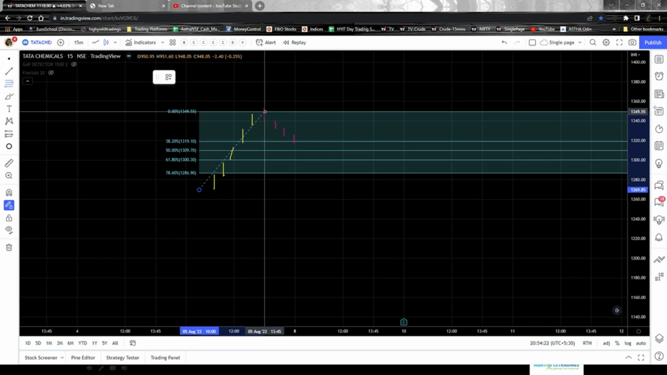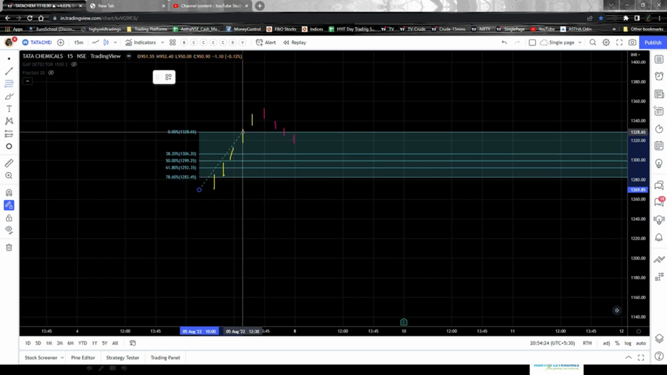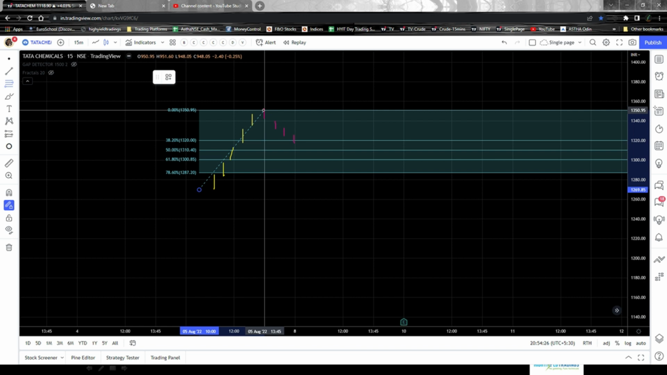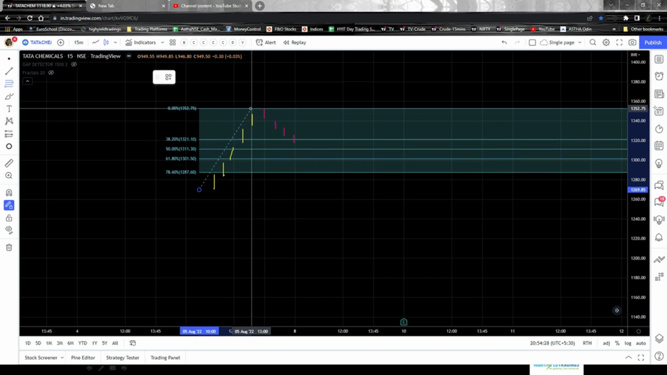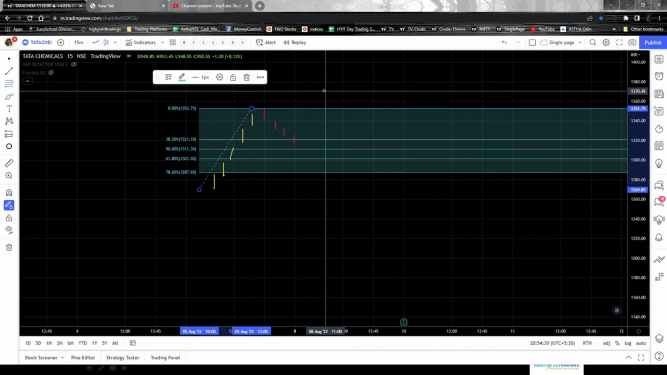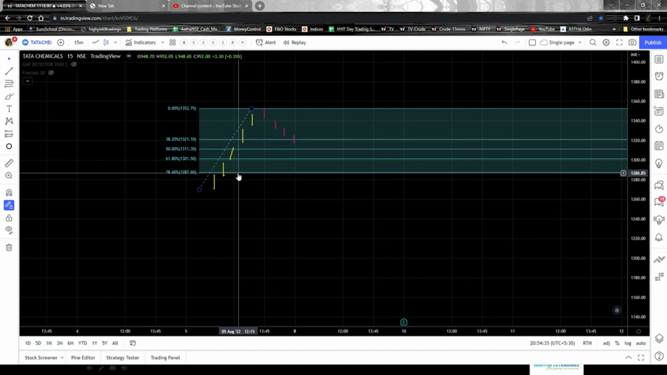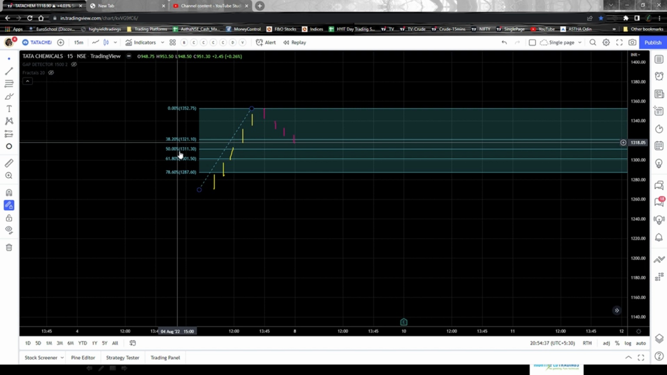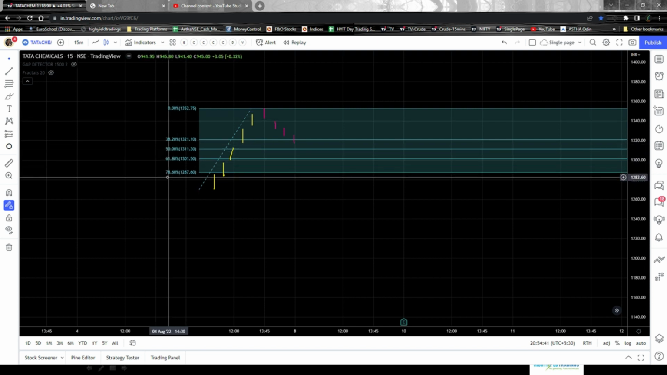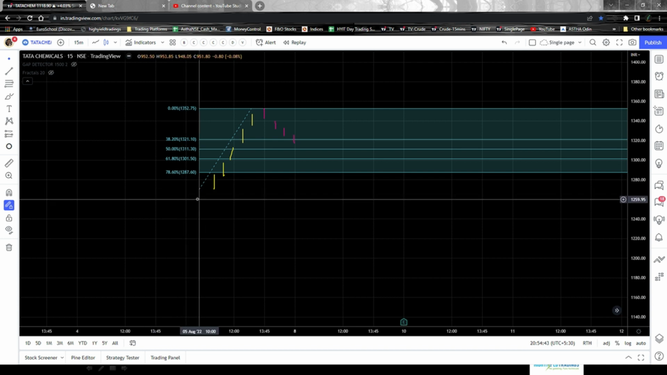So which is the day's high? The recent day's high. Is this the one? No. Is this the one? No. Is this the one? Yes. So you go till here and click it and leave it like that. So now you have the levels here. These are the levels I was talking about: 0, 38.2, 50, 61.8, 78.60, and below we have 100.